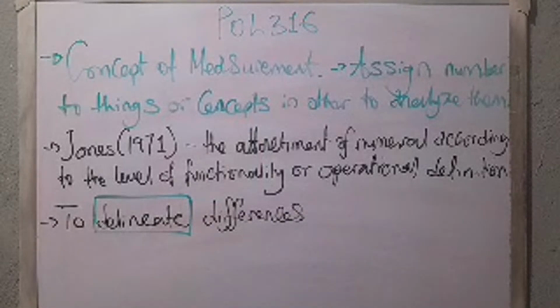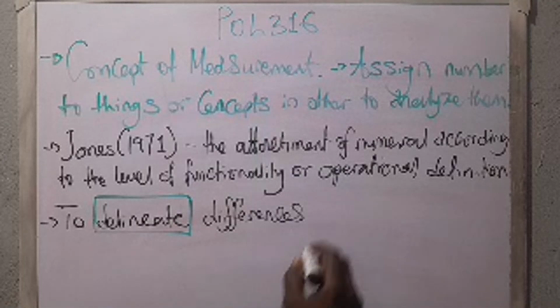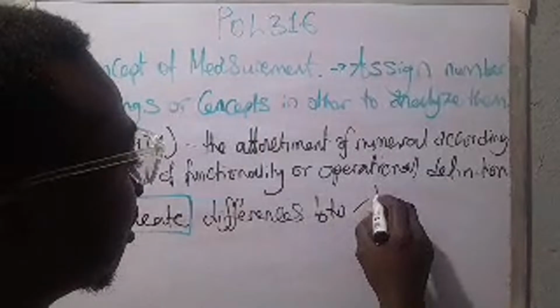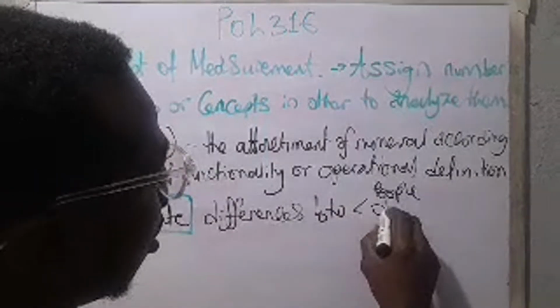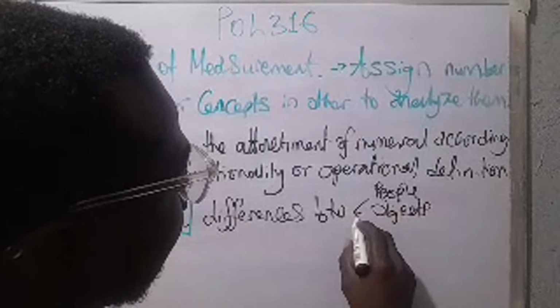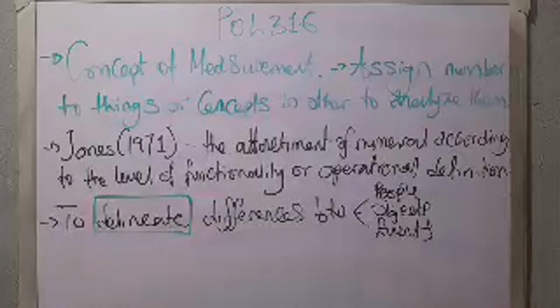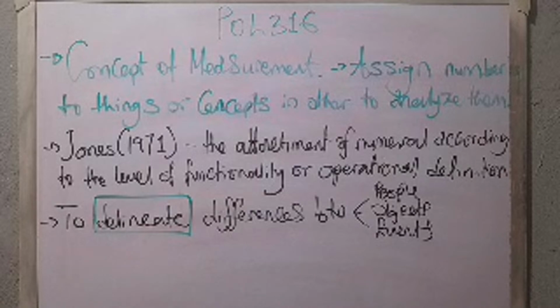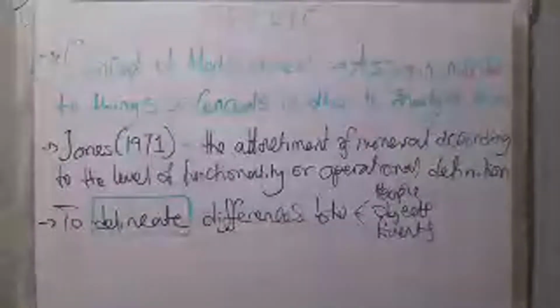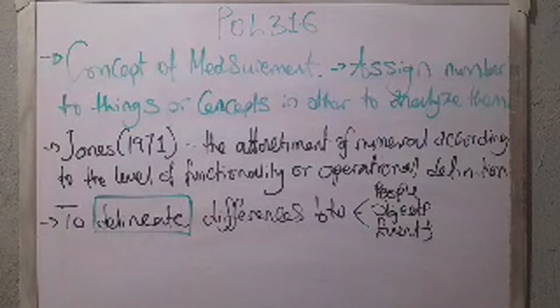Differences between people, objects, events, name it, or name them. Delineate the differences between all these variables. So all these are considered variables, in terms of the characteristics in question.